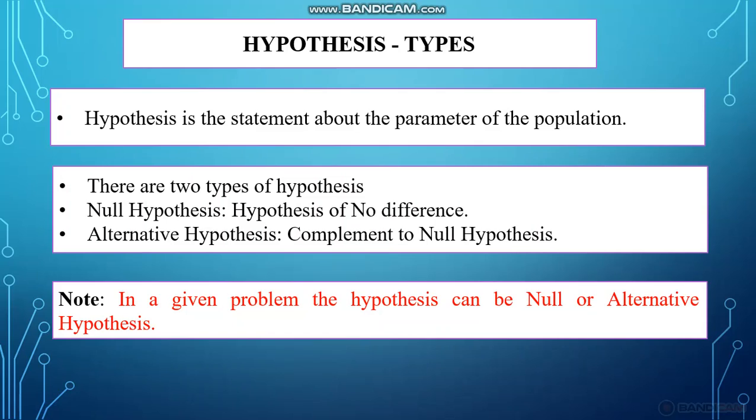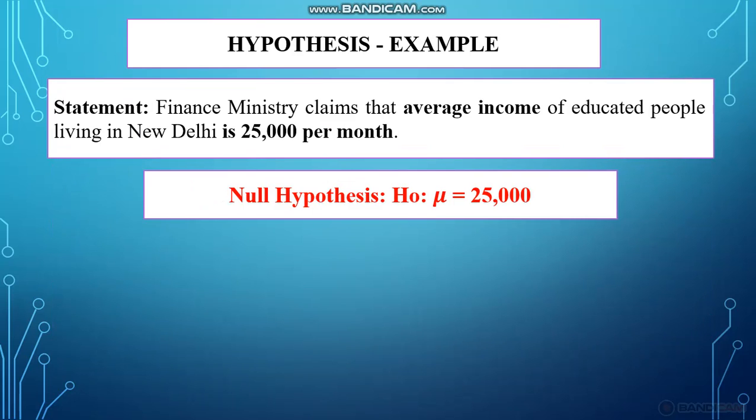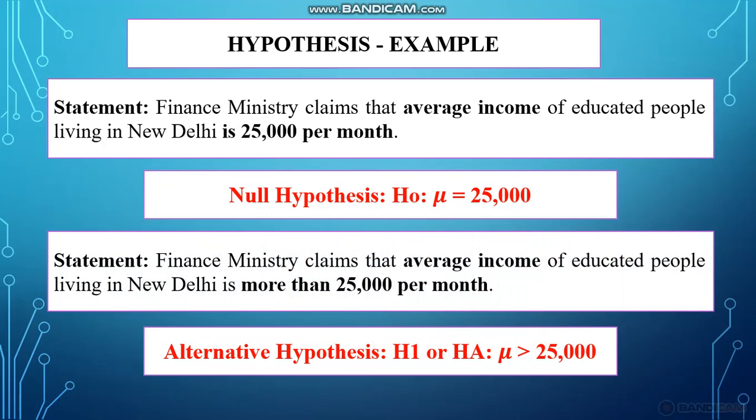In a given problem, the hypothesis can be the null hypothesis or the alternate hypothesis. For example, the finance ministry claims that the average income of educated people living in New Delhi is 25,000 per month. Here they give the null hypothesis, H naught: mu is equal to 25,000. That is, the population mean value is 25,000. Or suppose they say the finance ministry claims that the average income of educated people living in New Delhi is more than 25,000. Then this is the alternate hypothesis.